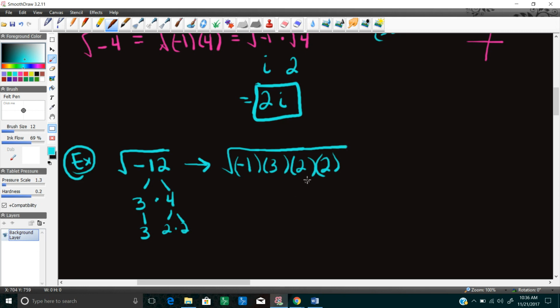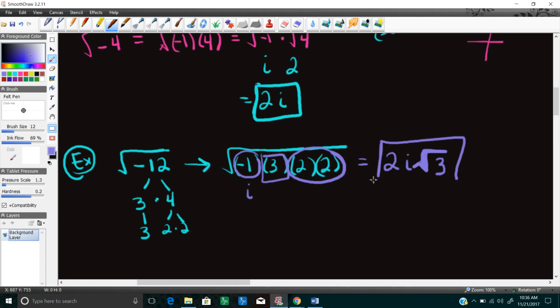And I'm going to start simplifying this. So I know also from the past that these ones right here are a pair, so they get taken out. So I have a 2 on the outside, and I also know that this -1 is the same as my I, so I have an I on the outside, and I'm left with just that 3 on the inside. Sorry, that should not be an equal sign. I have a 3 here. And this would be my simplified version of this particular problem, okay?